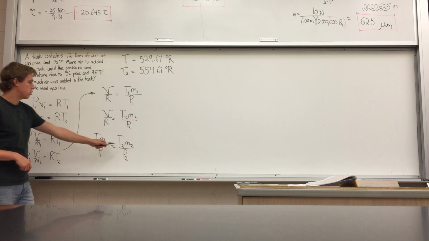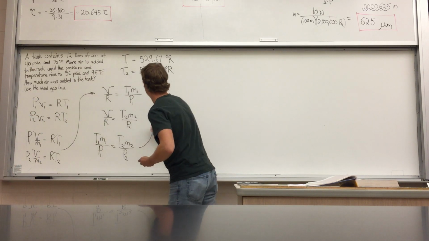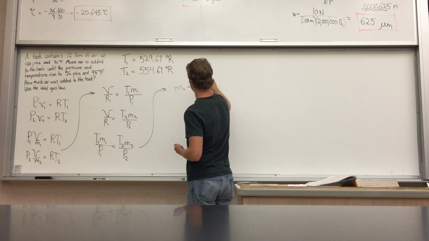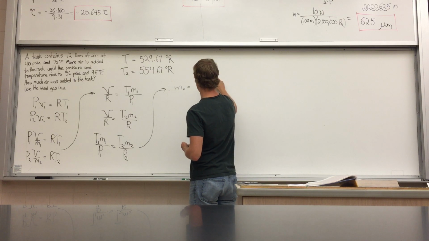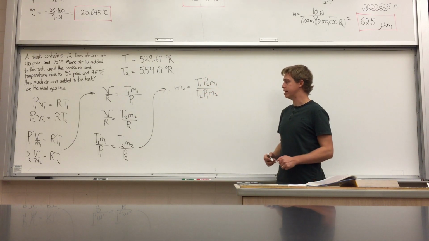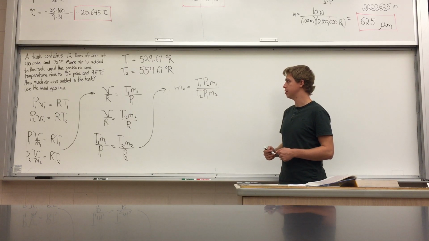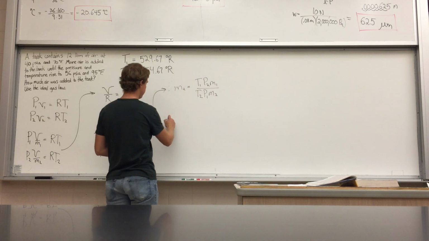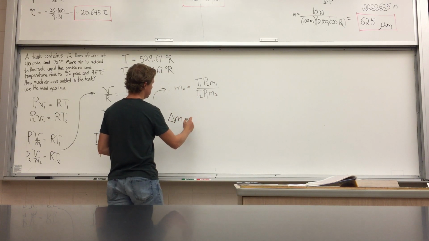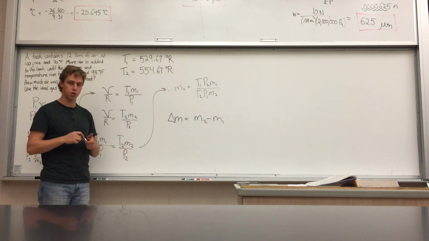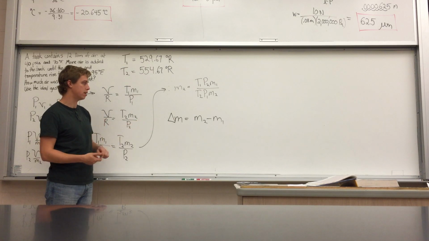I'm going to solve this equation to get M2 by itself. I've divided both sides by T2 and multiplied both sides by P2. Now, what I'd like to find is delta M. Delta M is equal to M2 minus M1, and it's the thing that's being asked for in the question. How much air was added?